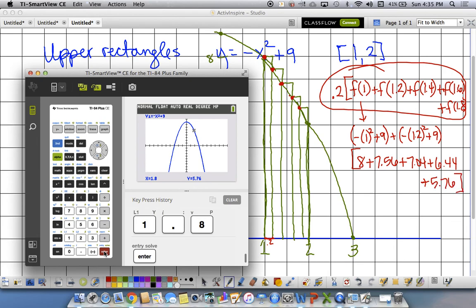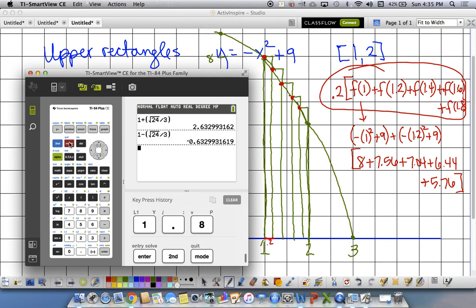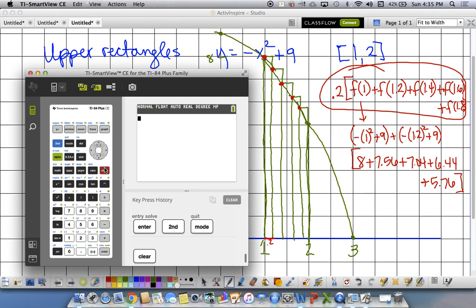Okay, so now I have to go add up all those numbers. I'm going to quit. I'm going to clear all this out. And I'm going to say 8 plus 7.56 plus 7.04 plus 6.44 plus 5.76. I think I put all those in. When you get all these numbers, I have to double check.